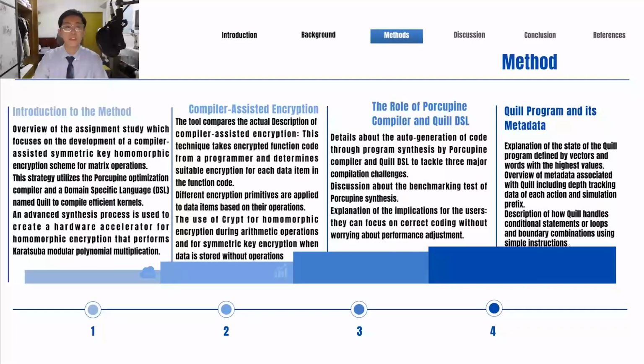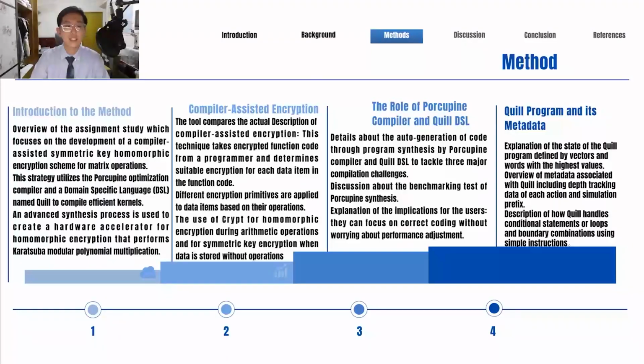There are 8 steps. First is the method introduction. Overview of the study, which focuses on the development of a compiler-assisted symmetric key homomorphic encryption scheme for matrix operations. This strategy utilizes the ProCompile optimization compiler and domain-specific language named Quill to compile efficient kernels.